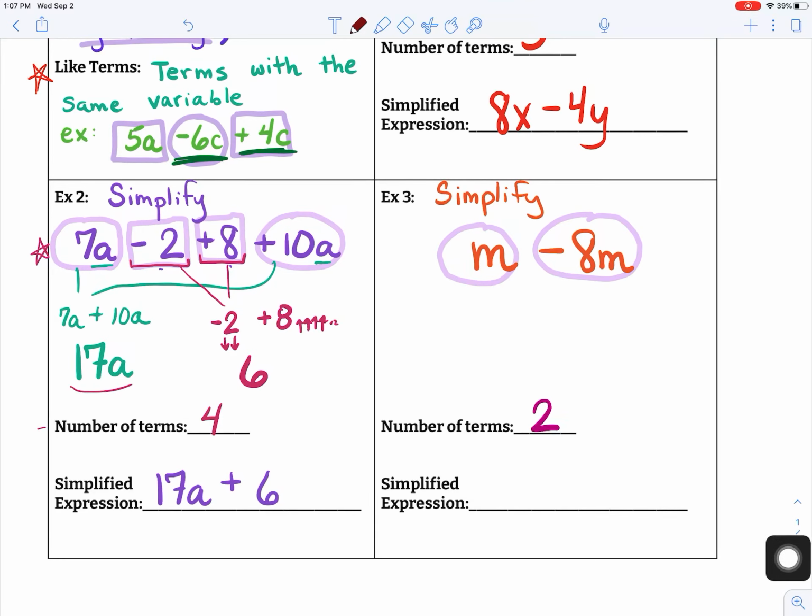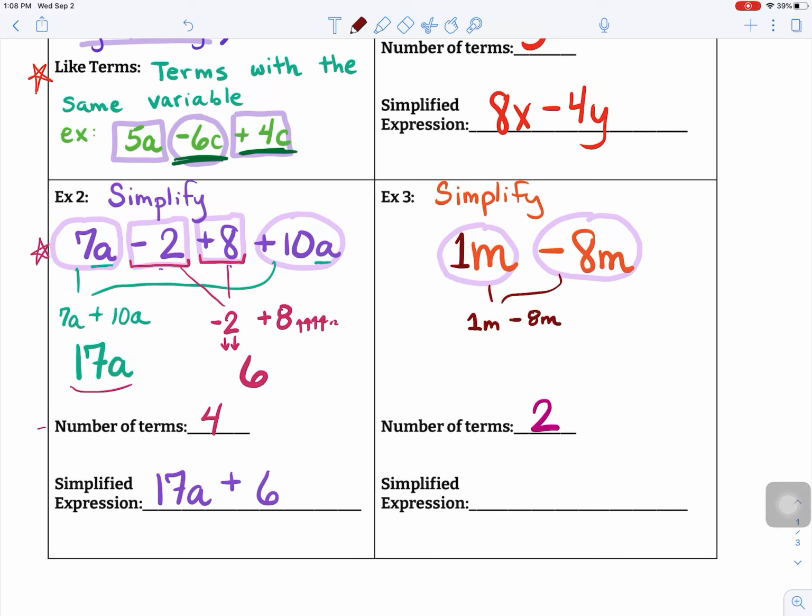And I know that must be a little bit annoying, but a long, long time ago, math people decided that if there's only 1 of something, you don't need to write the coefficient. That said, if you want to write the coefficient of 1, you absolutely can. I call it the secret hiding 1. So I do have 2 like terms here, right? I've got a 1m and I've got a negative 8m. So I can combine like terms.